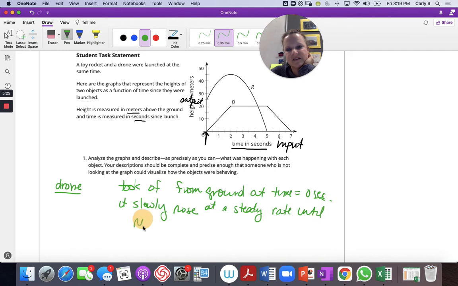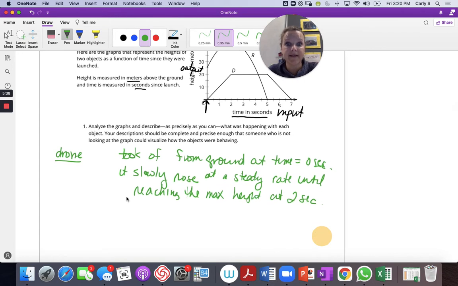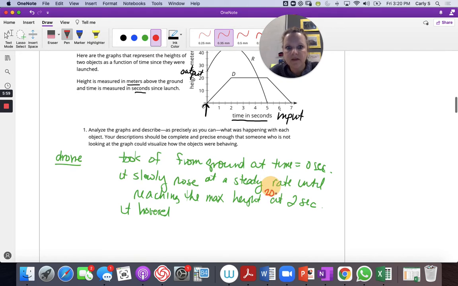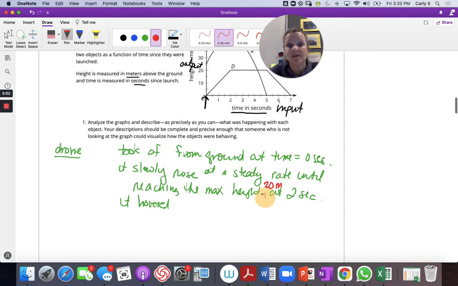until reaching the max height at 2 seconds. I'm running out of room. It hovered. I like that word. It's like English meets math. It hovered. Ooh, I didn't say what the max height was. Reaching the max height of 20 meters. That's important.